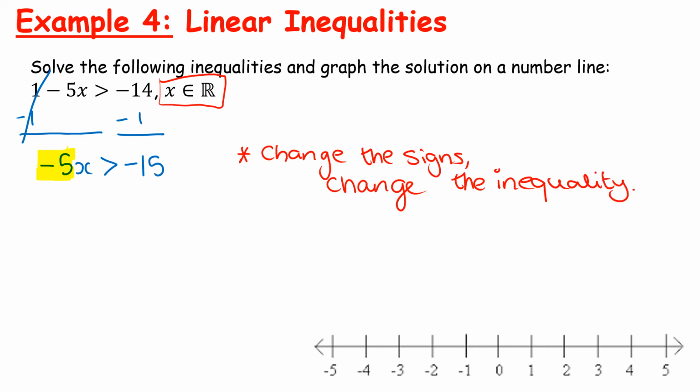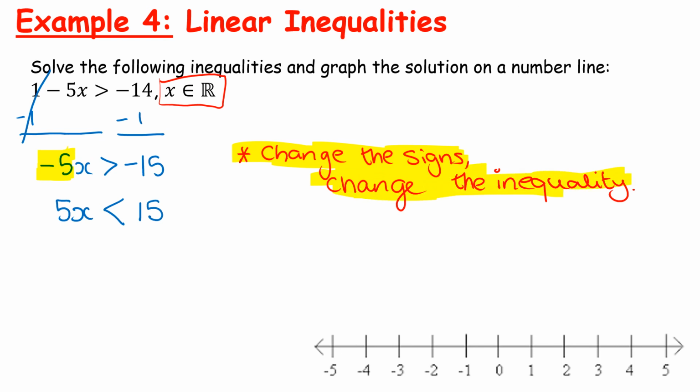So the minus 5x becomes 5x. The minus 15 becomes a positive 15. But the greater than symbol becomes a less than symbol. So that has now corrected that negative. So instead of remembering, oh, when I multiply by a negative number, when I divide by a negative number, when I see a negative coefficient of my variable, in this case x, I'm going to change the signs, and that in turn changes the inequality.